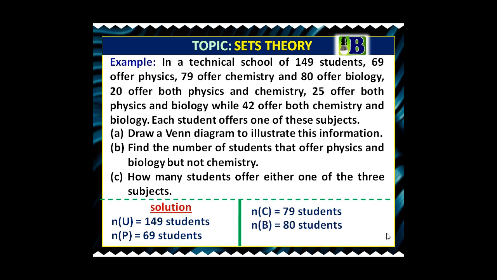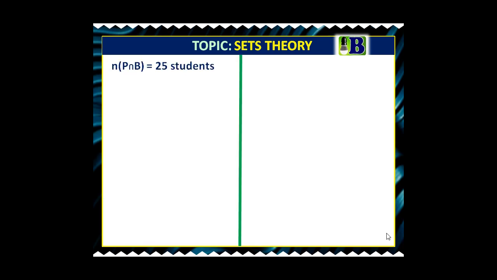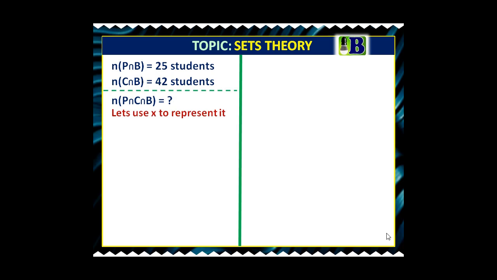Then we have the intersection of physics and chemistry. That is, the number of students that offer physics and chemistry is equal to 20. The number of students that offer physics and biology is equal to 25 students. The number of students that offer chemistry and biology is equal to 42 students. From the question, we are not given one parameter, which is the intersection of the three sets. So we are going to use a question mark to represent it, but let's use S to represent it. So the intersection of the three sets is equal to S.